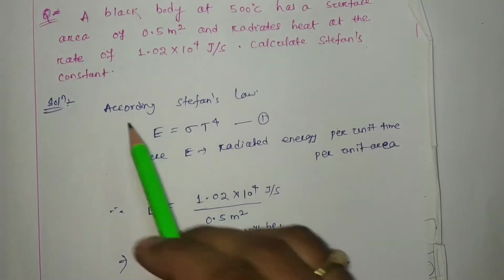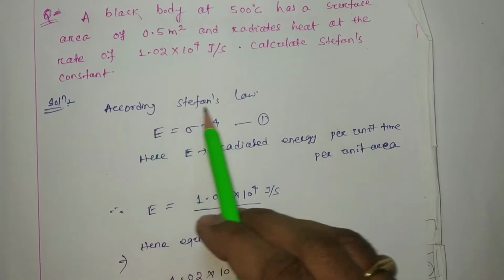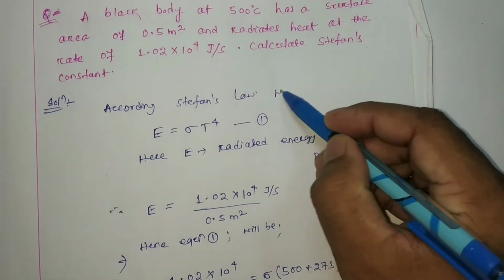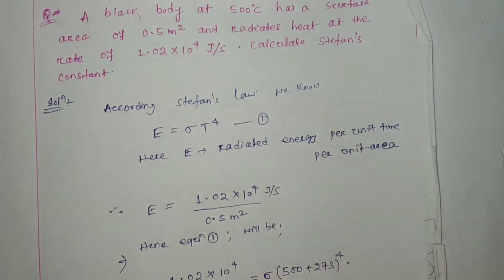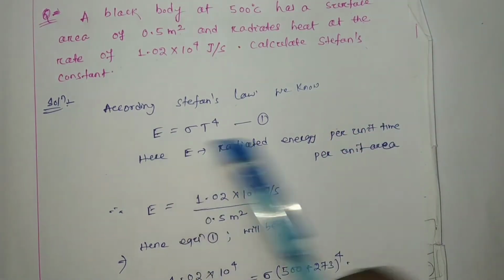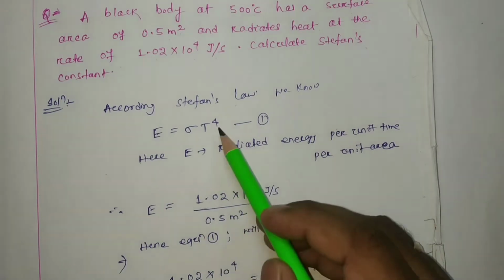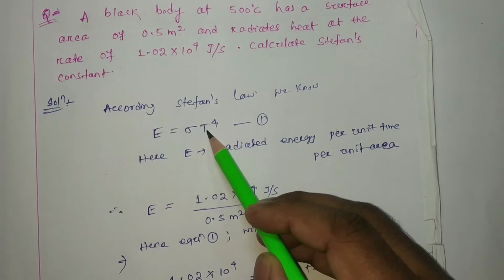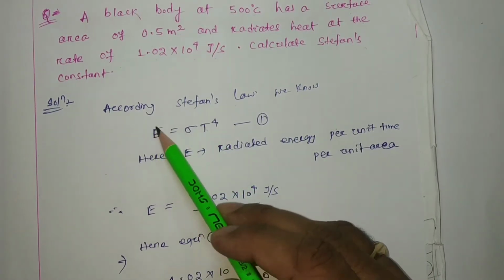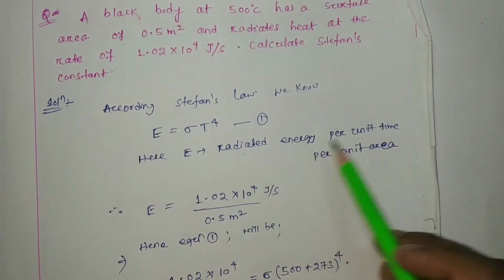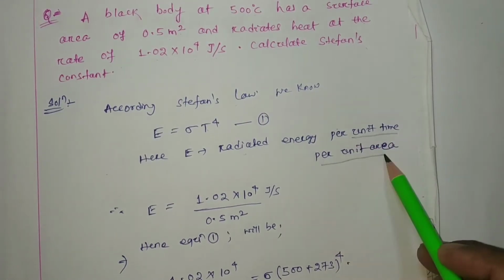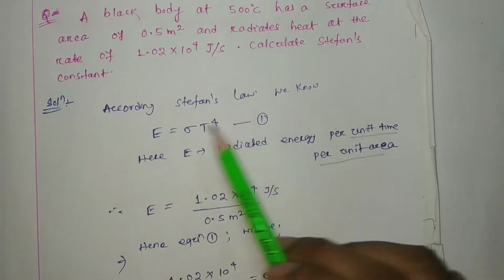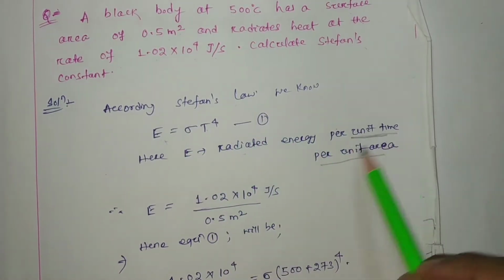Now the solution: according to Stefan's law, we know that E equal to sigma into T to the power 4. Here sigma is your Stefan's constant, T is the absolute temperature of the black body, and E is what? E is the radiated energy per unit time per unit area. Remember, this E is the energy radiated by the black body per unit time per unit area.